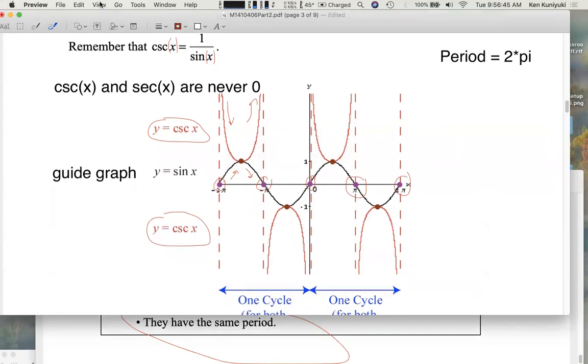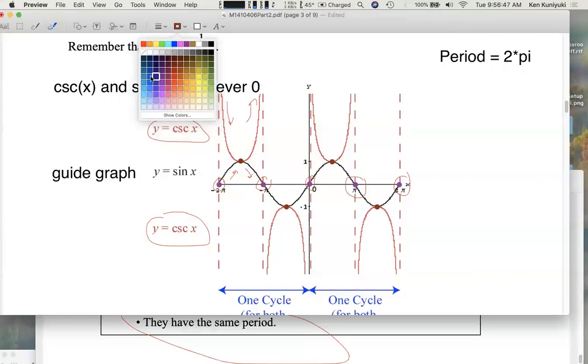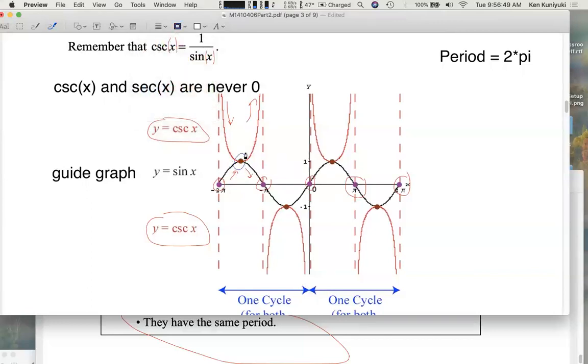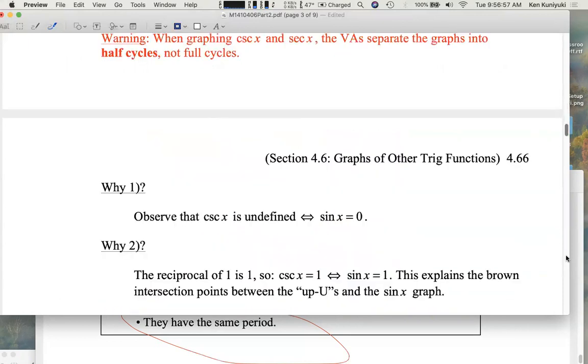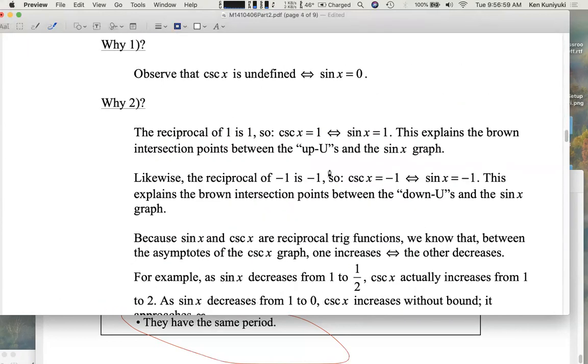Now, what about these points where the graphs meet up? I'll put them in blue here. What about these intersection points between y equals sine of x and y equals cosecant of x? Well, that makes sense because, now over here, remember, cosecant is undefined when sine is 0.